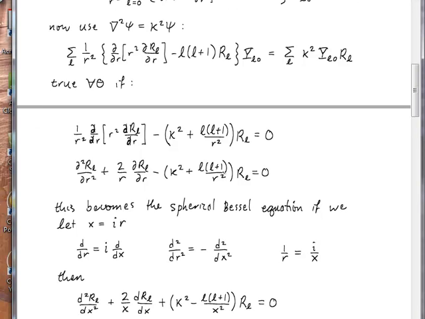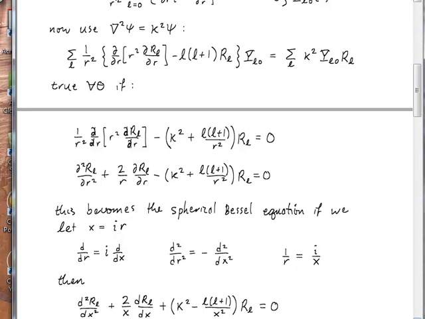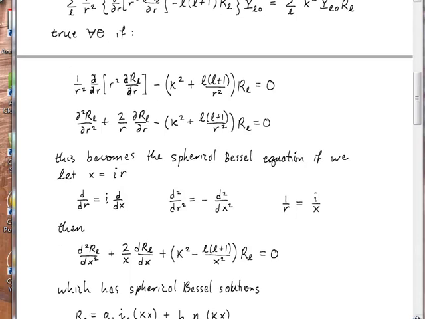In fact, if we allow the argument R to be a purely imaginary variable, that is to make a substitution x equals iR, then we can go through and use these transformations of variables. These are just using the chain rule, and we find by inserting those into the original differential equation that we recover what is in fact exactly the equation for the spherical Bessels.